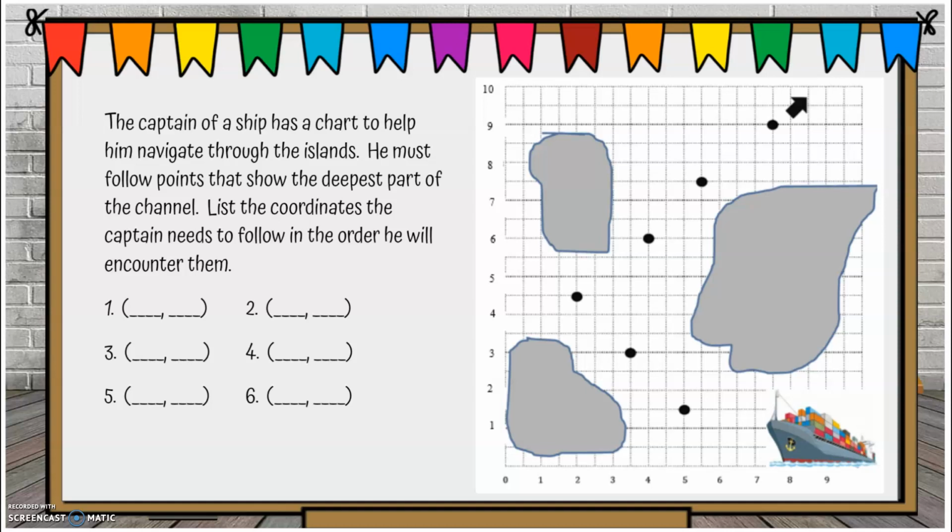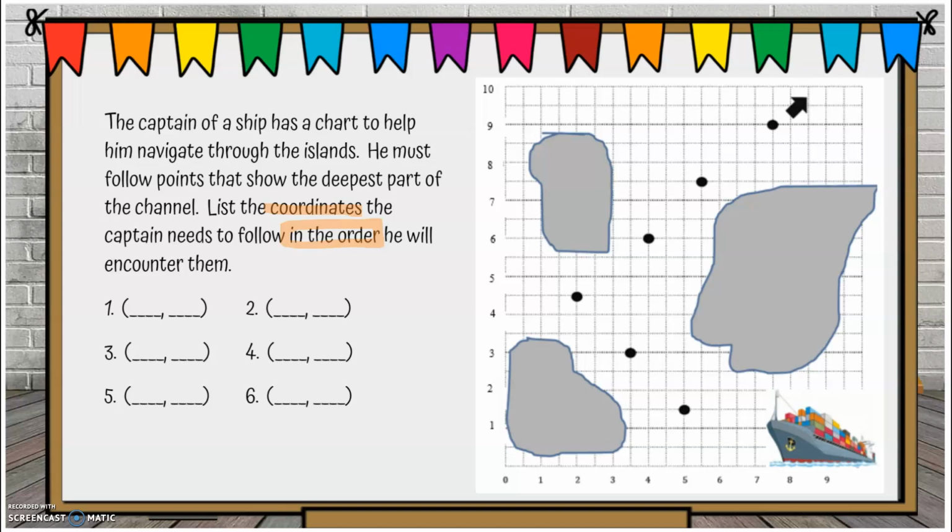So let's apply what we've learned about coordinate planes to the real world. The captain of a ship has a chart to help him navigate through the islands. He must follow points that show the deepest part of the channel. List the coordinates that the captain needs to follow in the order that he will encounter them.